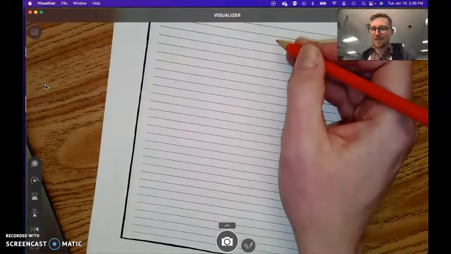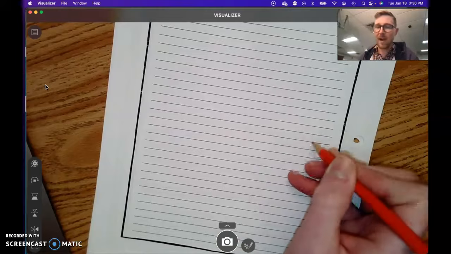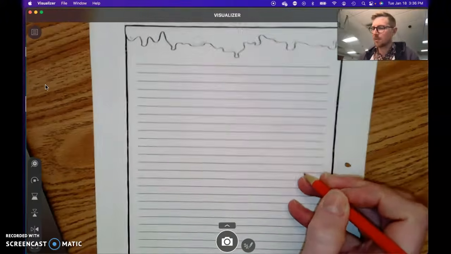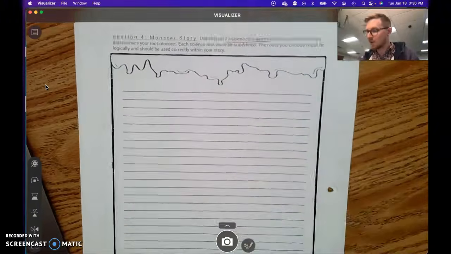There's a lot of lines here. Don't feel like you need to go all the way to the bottom, but I would say at least go halfway. Tell a nice story about what's going on with your monster and the different things that he has, or she, or does, or whatever.